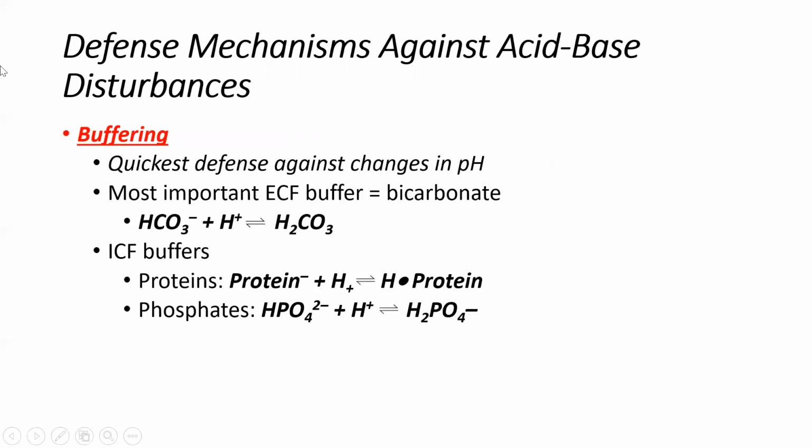Okay. So here's the buffering mechanism. This is that first mechanism that we just talked about. This is the easiest, the quickest defense against changes. Remember, this cannot correct or compensate. This can only prevent changes or resist changes to pH.